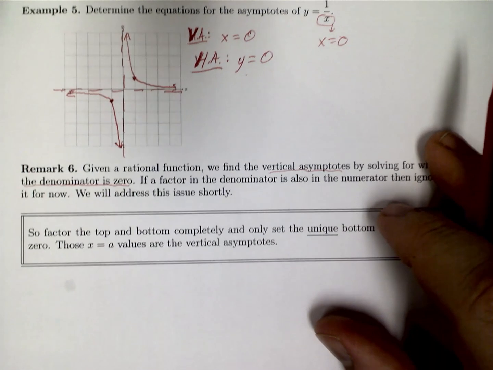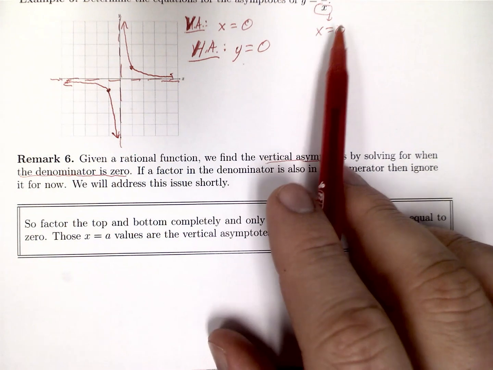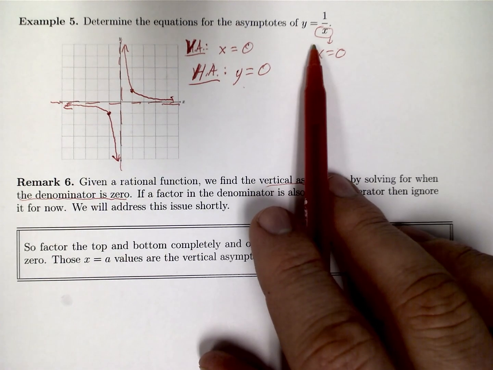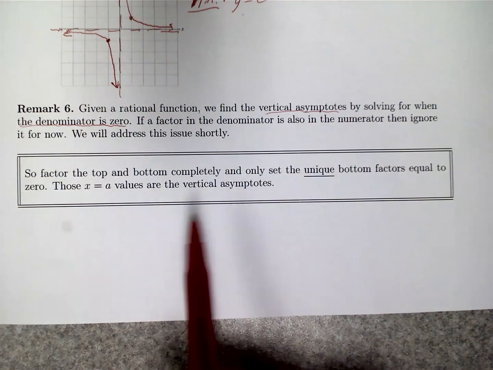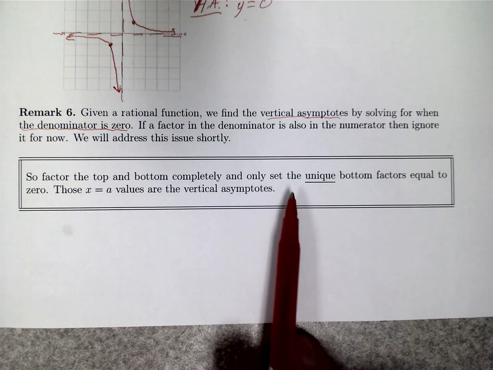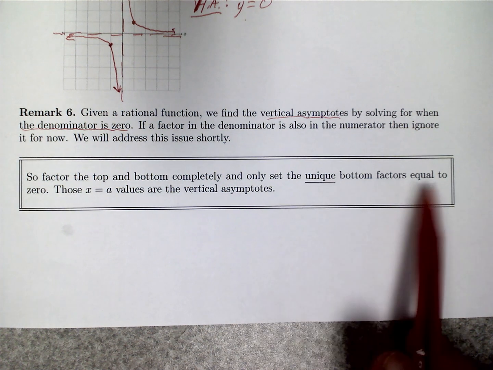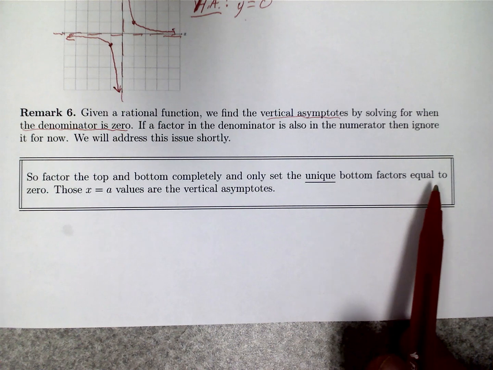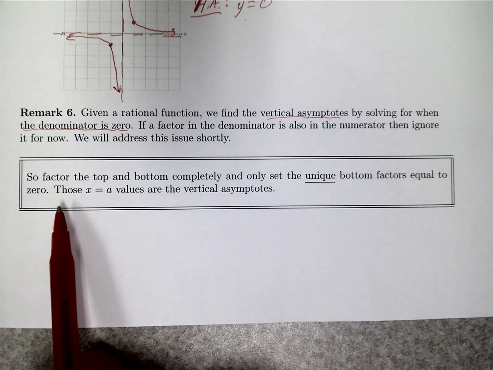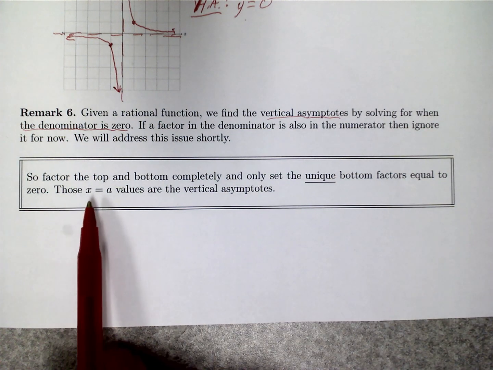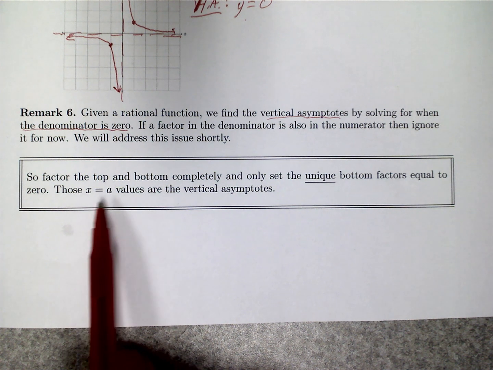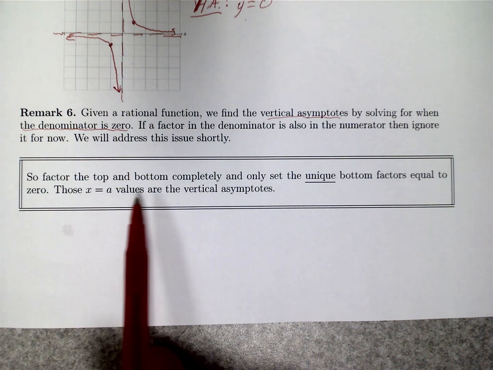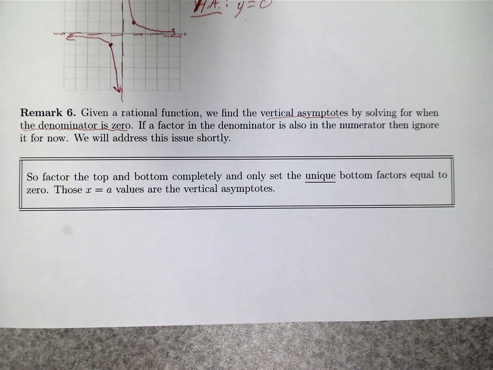So what we're saying is, if you're trying to determine a vertical asymptote from an equation or from a function, what you do is you factor the top and bottom completely, and then only look at the unique factors from the top or unique factors from the bottom. So if they're also in the top, don't worry about them. Okay, and those values where x equals a make the denominator 0 are the vertical asymptotes.